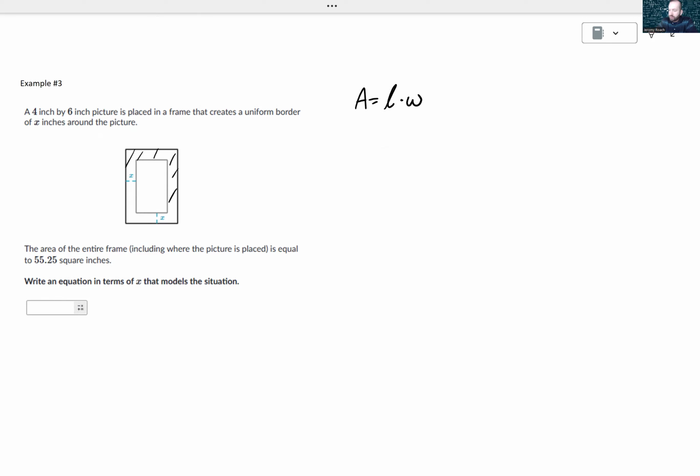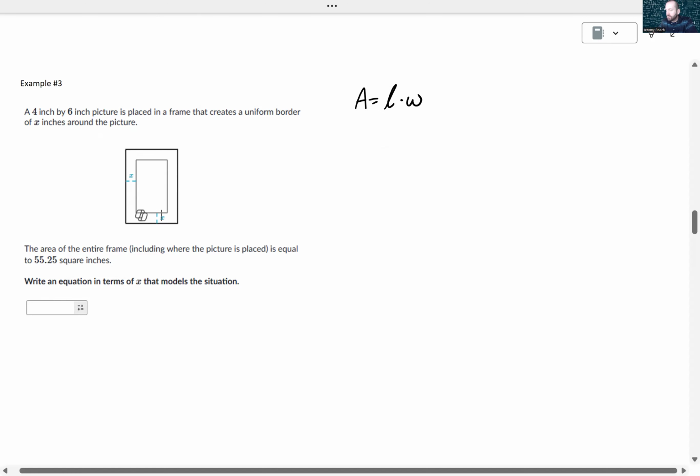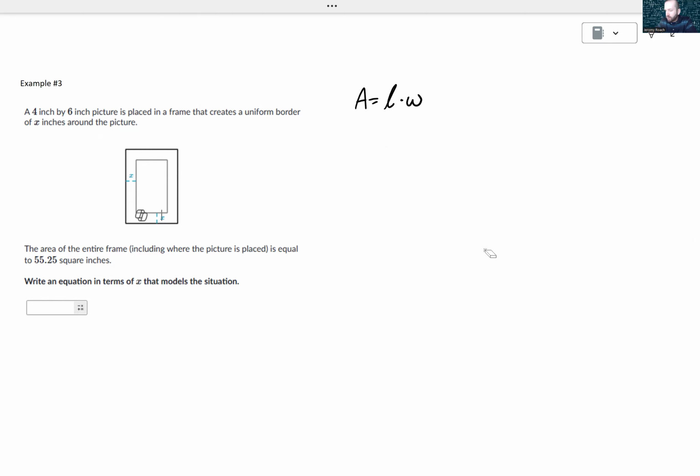And I'm actually going to erase that so that we can see these x's a little bit easier. So all that's the border. The picture is 4 by 6. And it says the area of the entire frame, including where the picture is placed, is equal to 55.25 square inches.